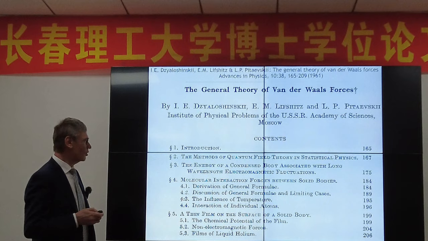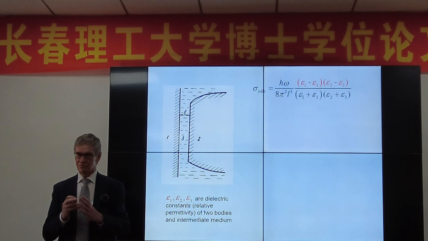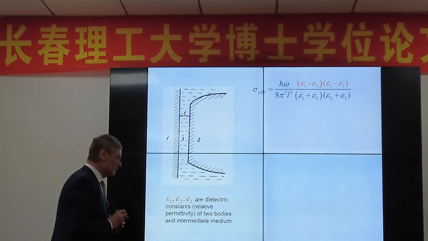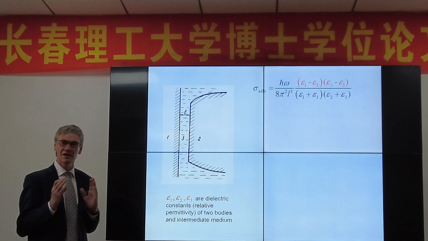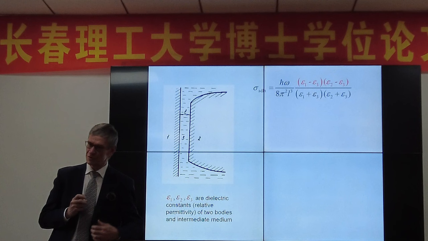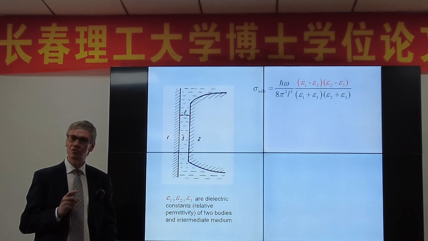If there are two bodies, body one and body two, at the distance L between them, and the gap is filled by the medium three, then the interaction, the attractive force per unit area, that means the attractive stress, is given by this equation from the paper of Lifshitz, Dzyaloshinskii, and Pitaevskii. And one can see that the interaction forces are inversely proportional to the third power of distance. They are weaker at larger distances as a third power of distance.